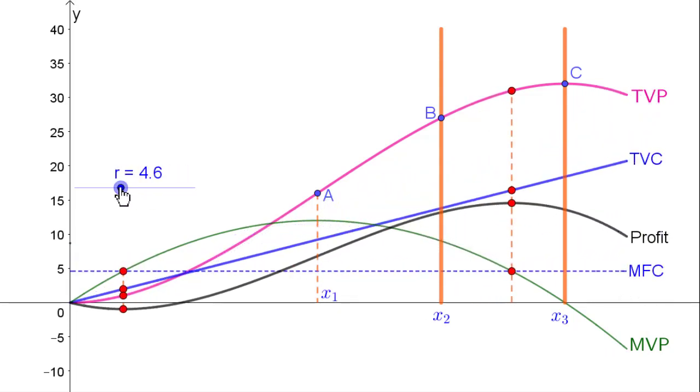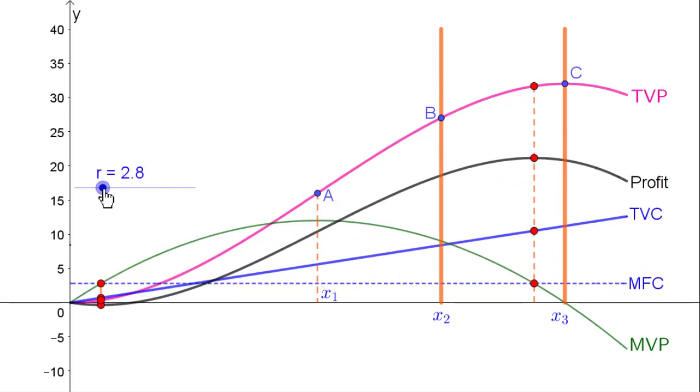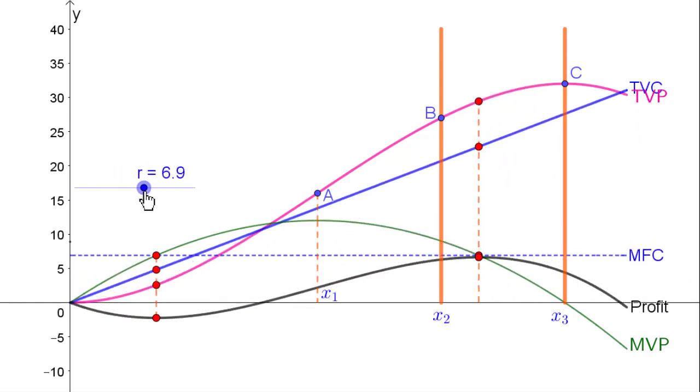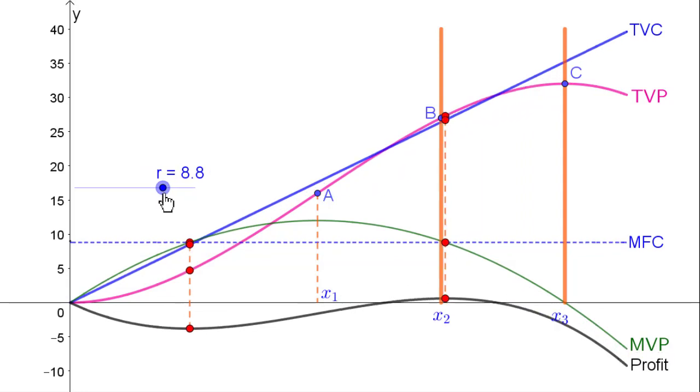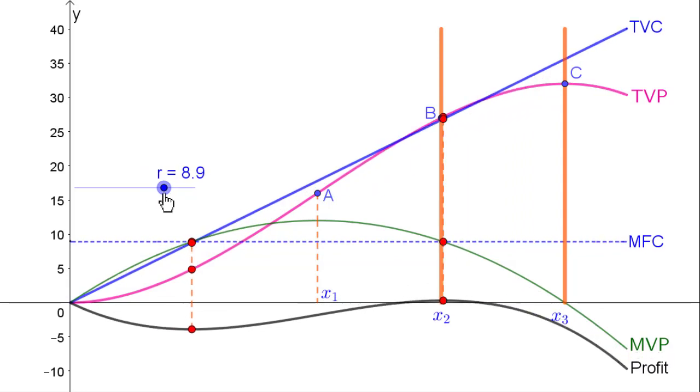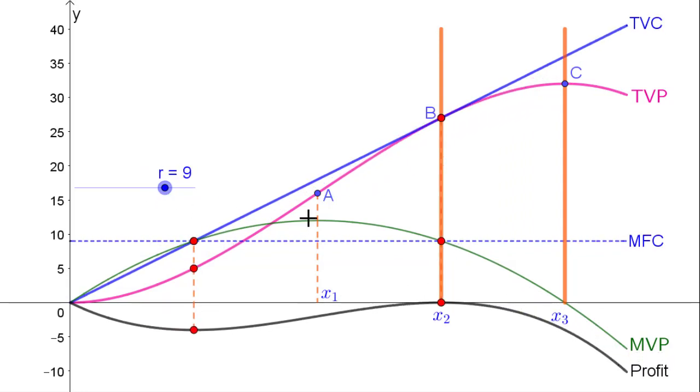So pay attention here. Even if I'm changing my input price, the maximum profit is never reached to the left of X2, and it is exactly at the input price equal to 9 that the profit is equal to 0.